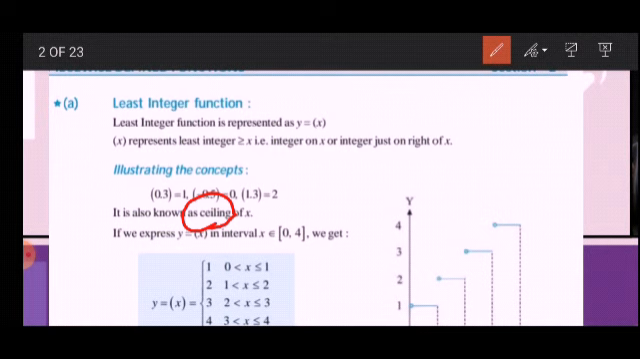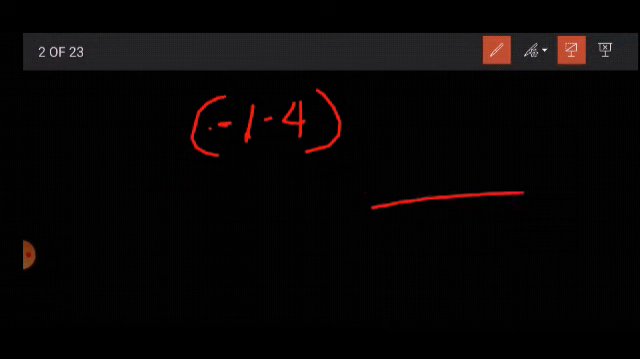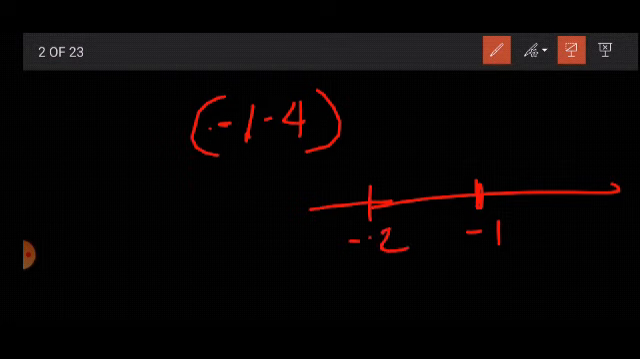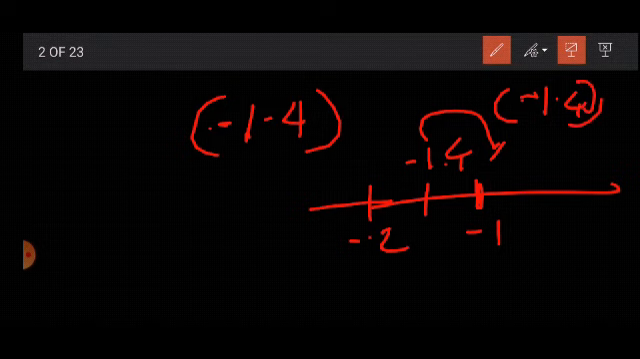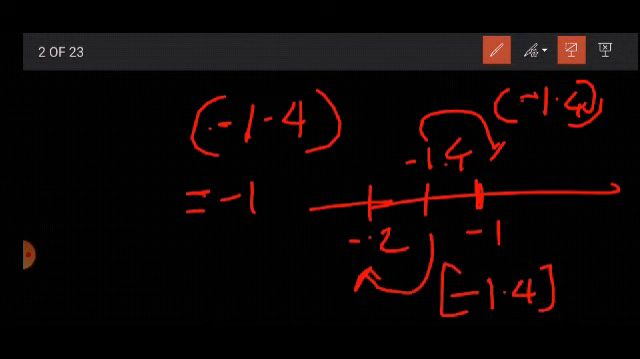But before the definition, let's discuss more about the ceiling function. Let's say minus 1.4 ceiling, what is the value? Think about it. Here is minus 1, and here is minus 2. Where is minus 1.4? Somewhere here. The ceiling takes the integer ahead of minus 1.4, so the ceiling of minus 1.4 is minus 1. But minus 2 is the GI of x, so the GI of minus 1.4 is minus 2. This is the part of the ceiling function.